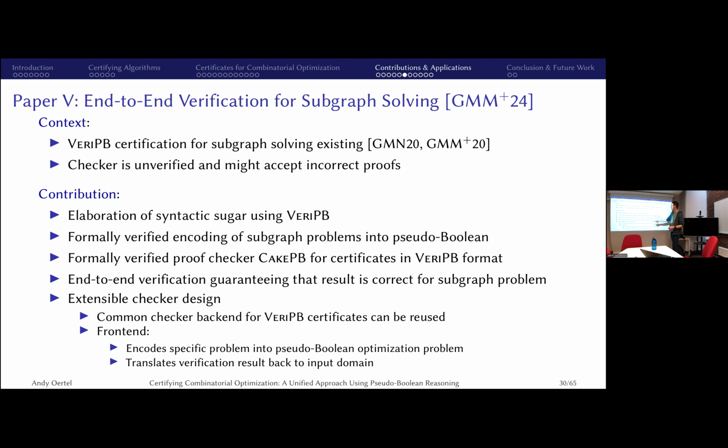And the way we designed it to have this encoding, and then the checker only works with this RPB format in the backend, this makes the checker very extensible. So the backend, the checking of the RPB format, can just be reused, because that just talks about pseudo-Boolean problems or pseudo-Boolean constraints. Whereas we have this front end, which then actually takes care of translating our original problem into a pseudo-Boolean problem, and then translates the result back into the input problem domain.